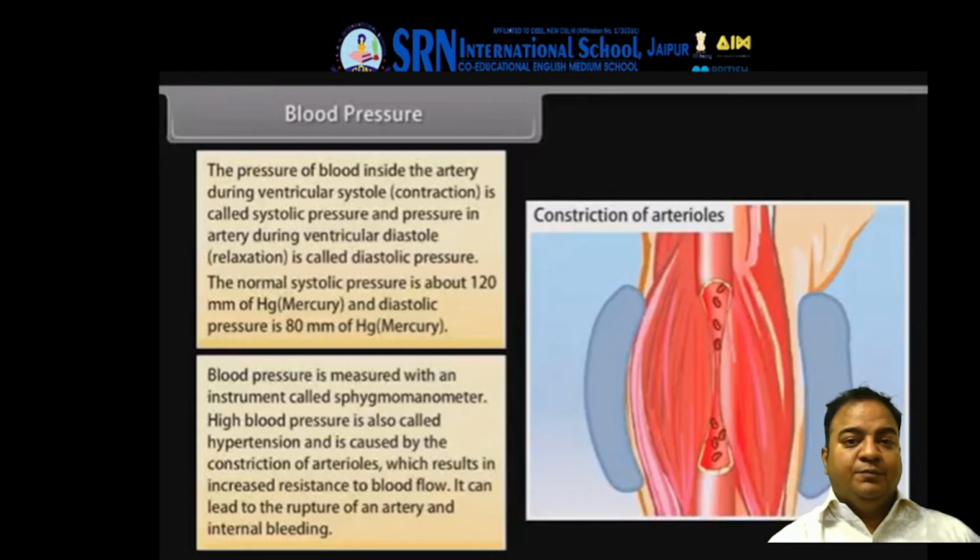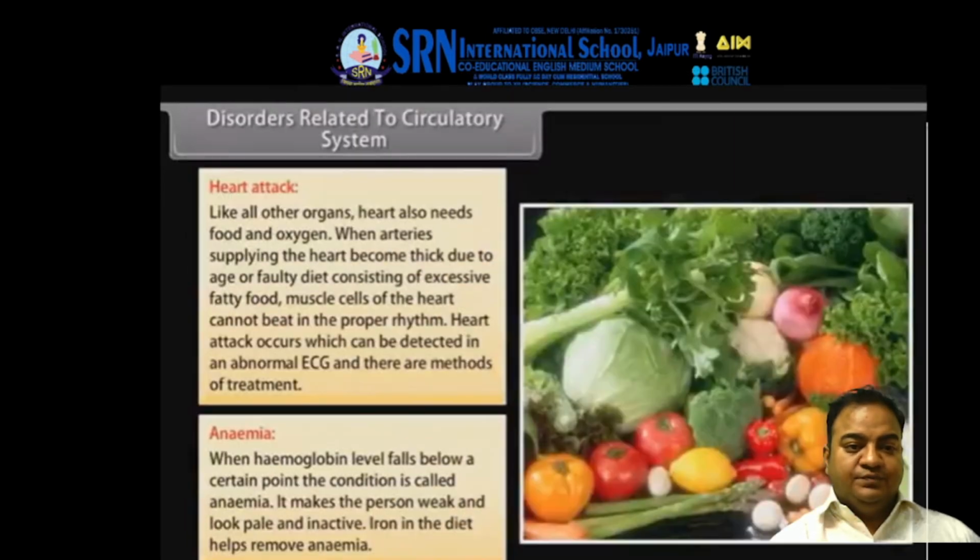It may be due to the deposition of cholesterol in the arteries. It also results in increased resistance to blood flow, and it can lead to rupture of an artery and internal bleeding, which is also called hemorrhage.